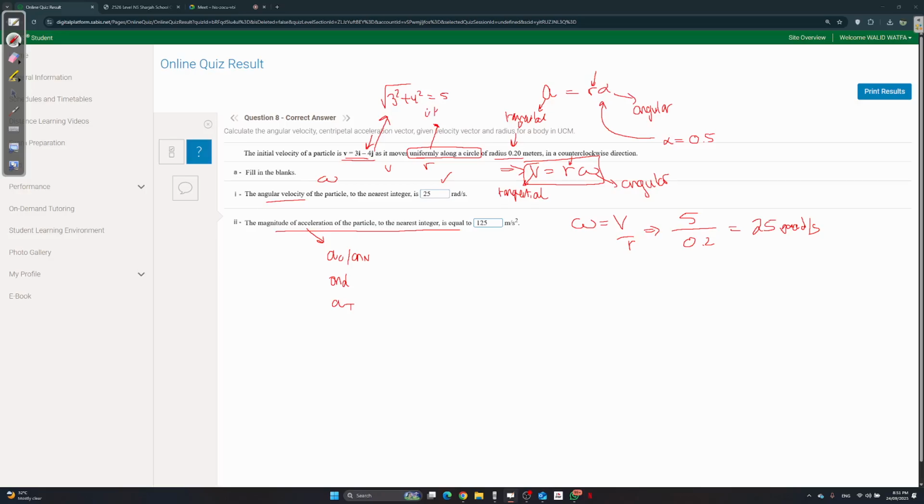So is there alpha? It's not accelerating. What does that mean? Which acceleration is equal to 0? The tangential one or the centripetal one? Tangential. So a_t is equal to 0. But a centripetal and a normal, whatever you want to call it, they will always follow this formula. In this case, we found this, so we can just use it. So 25 squared times 0.2, and you get 125. Got it?